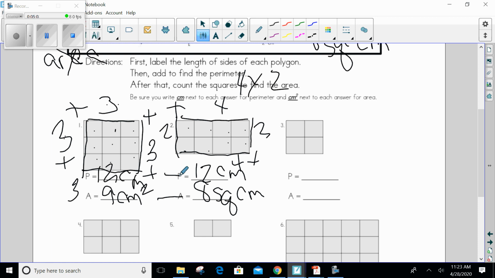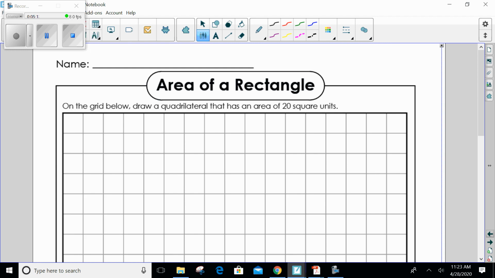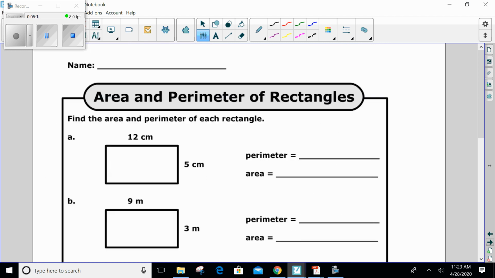Now, ladies and gentlemen, I'm only going to do a couple of these because you're going to do the rest of them in your homework. But first, I want to do the next page. I want to do at least one of these for you. If you look at this, there's no squares, are there? And they only give you two measures. It says find the area and perimeter of each rectangle. Well, it gives you enough information.